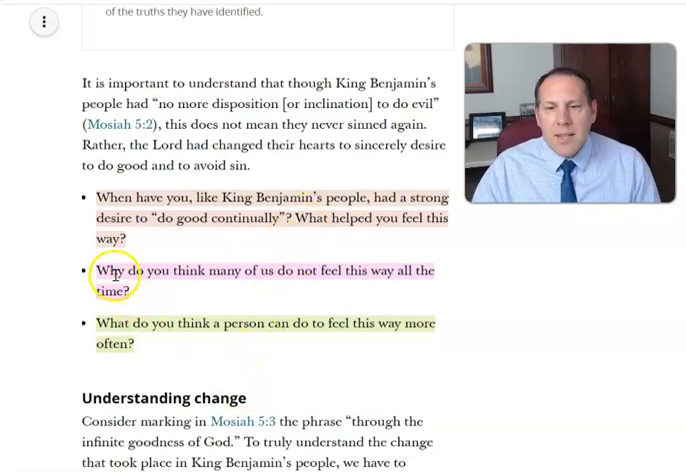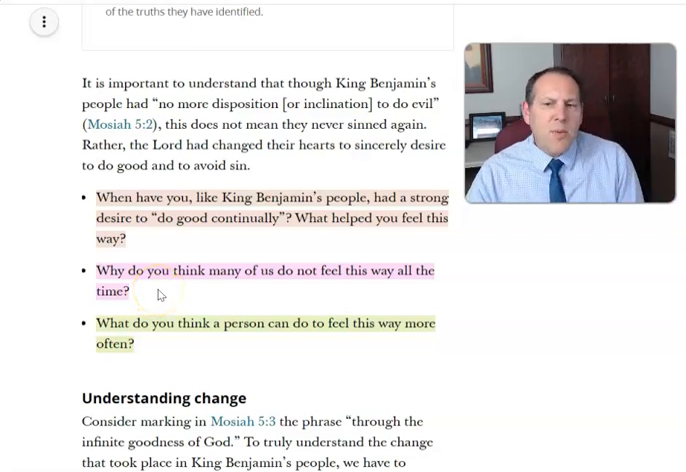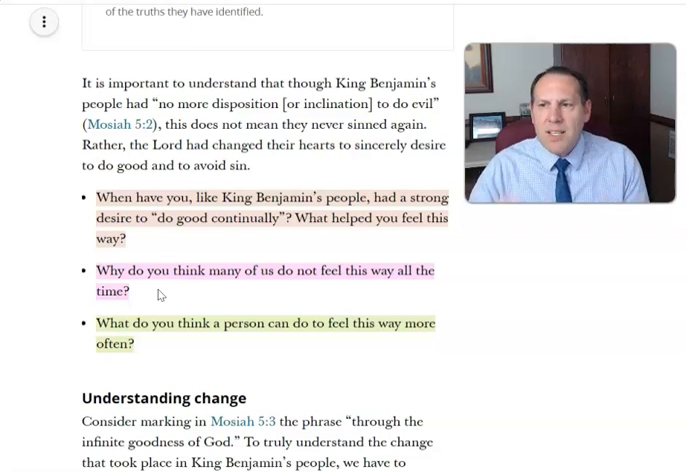The pink, again, neighbor share. Why do you think many of us do not feel this way all the time? So tell your neighbor, why do you think we're not always feeling inclined to do good continually? What are some reasons? So that's not too personal. It's maybe more cerebral, and so talk together, but it's a good question.